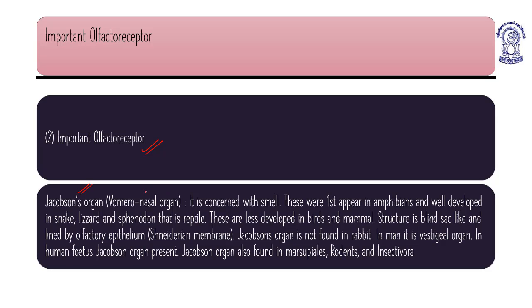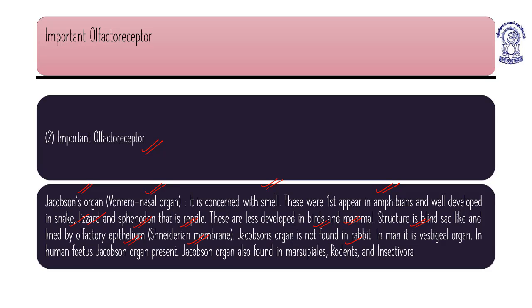There are some important olfactoreceptors. Jacobson's organ, which is known as the vomeronasal organ, is concerned with smell. It first appears in amphibians and is well developed in snake, lizard, and sphenodon, which is a reptile. These are less developed in birds and mammals. The structure is a blind sac lined by olfactory epithelium, Schneiderian membrane.